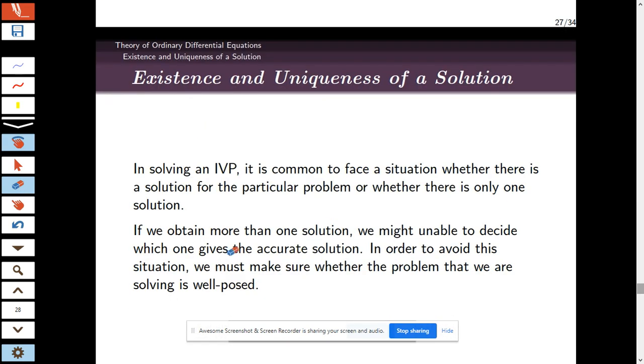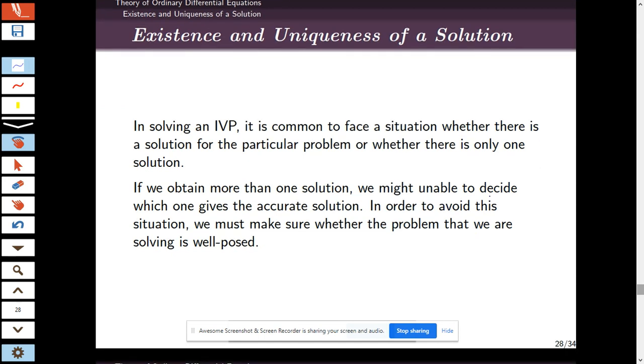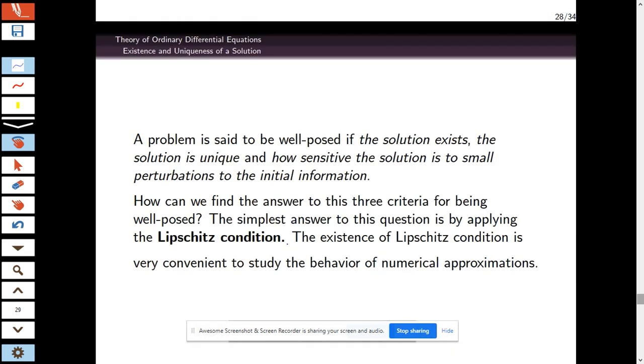Okay, ini pun dah tahu existence and uniqueness of a solution. So, tadi kan saya dah bincangkan. We want to make sure that we are solving a well-posed problem. So, what is a well-posed problem? Solution exists. A well-posed problem is a problem where the solution exists and is unique, and we look at how sensitive the solution is to small changes. Perturbation means small changes. Okay, so this is what is meant by well-posed.